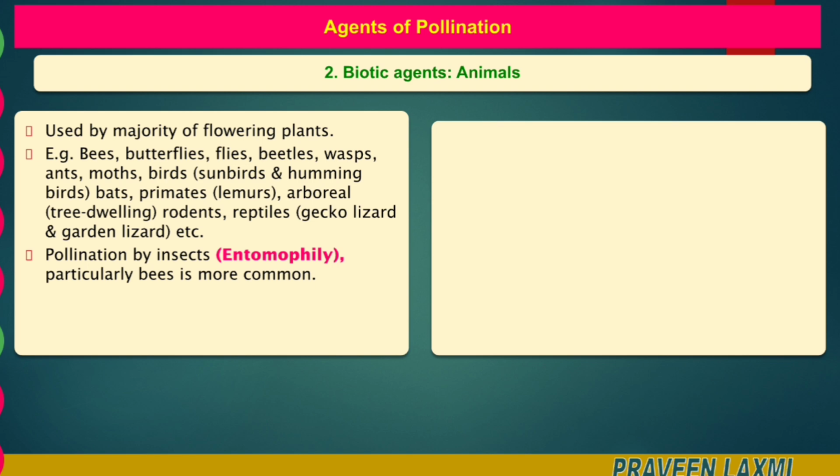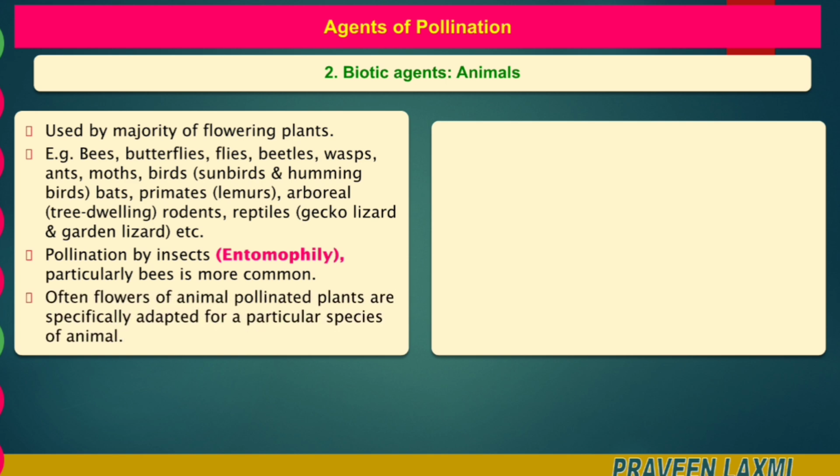Now, the pollination by insects, we also call it what? Entomophily. Okay, so anemophily is through wind, hydrophily is through water, and entomophily is through what? That is through animals, the pollination by animals. Often the flowers of animal-pollinated plants are specifically adapted for particular species of animals.